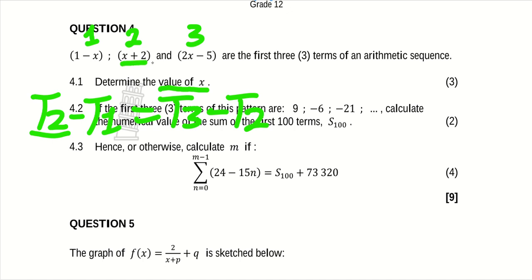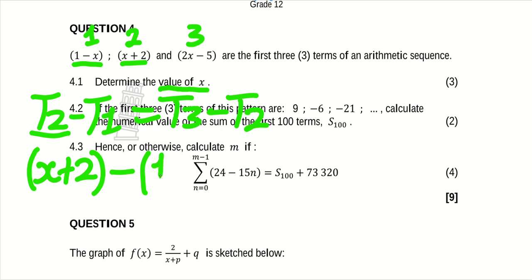Our term number 2 is x plus 2. So in the place of t2, I write x plus 2. Then minus t1, which is 1 minus x, so it's minus (1 minus x). Then I put it in brackets like this, because we have a sign in front of the bracket. So it's important I put the bracket so that this sign can be distributed into both of the terms. In other words, you must multiply the negative sign in front of the brackets by both of the terms inside the brackets here. So that's why it's important to put the brackets.